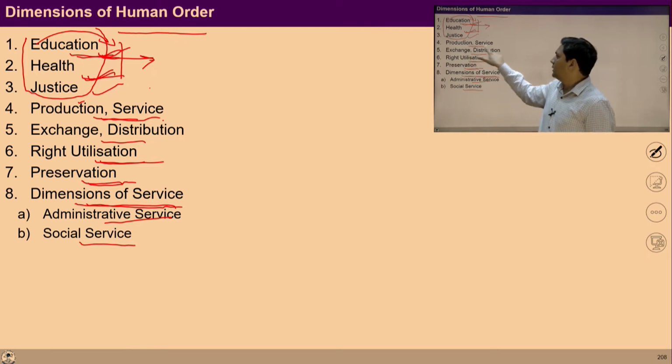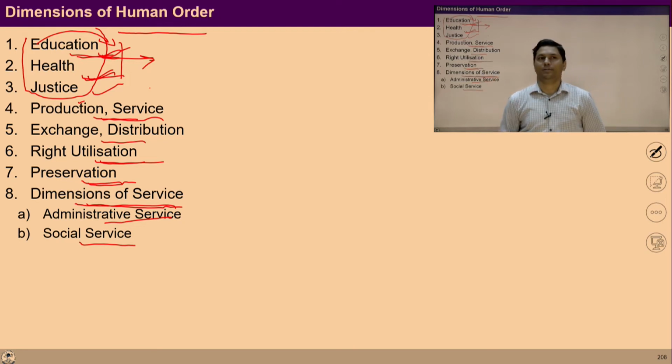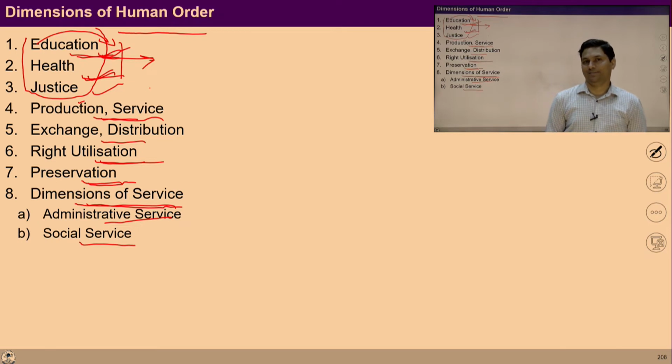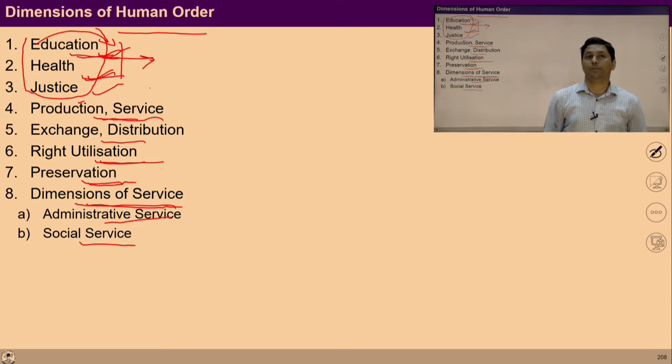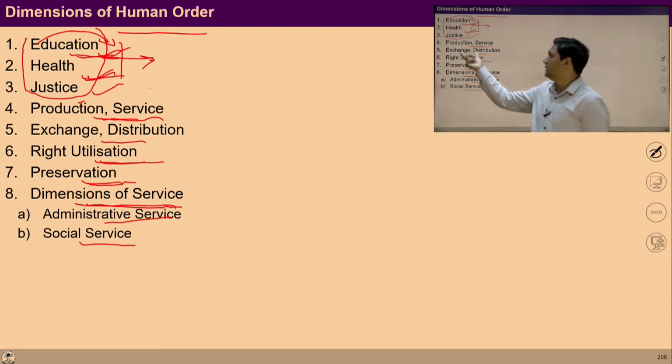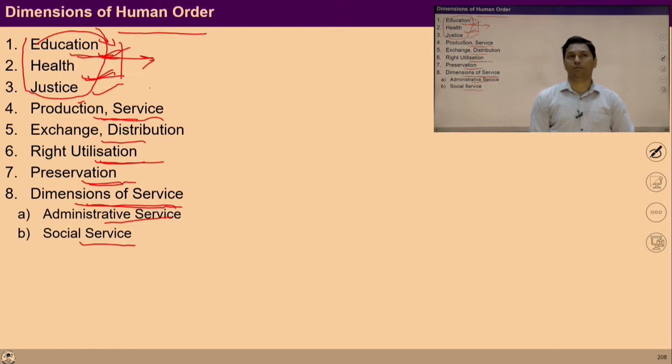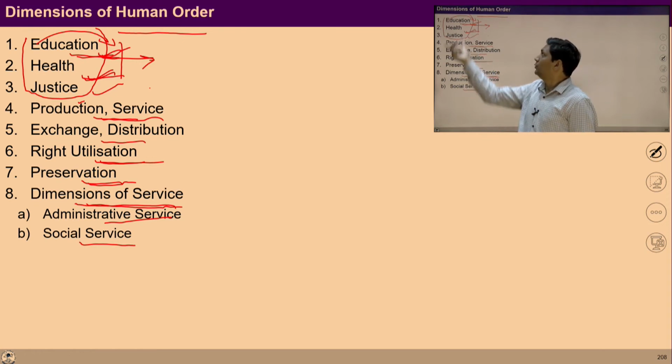Then let's talk about production and service. So production ensures the physical facilities required for the fulfillment of our physical needs. So what is production? When we interact with nature, when we do labor with nature, some physical resources are produced. This produce is production. And production is required to ensure health of the body. Production is required to ensure feeling of care. Production is required for the smooth functioning of the system.